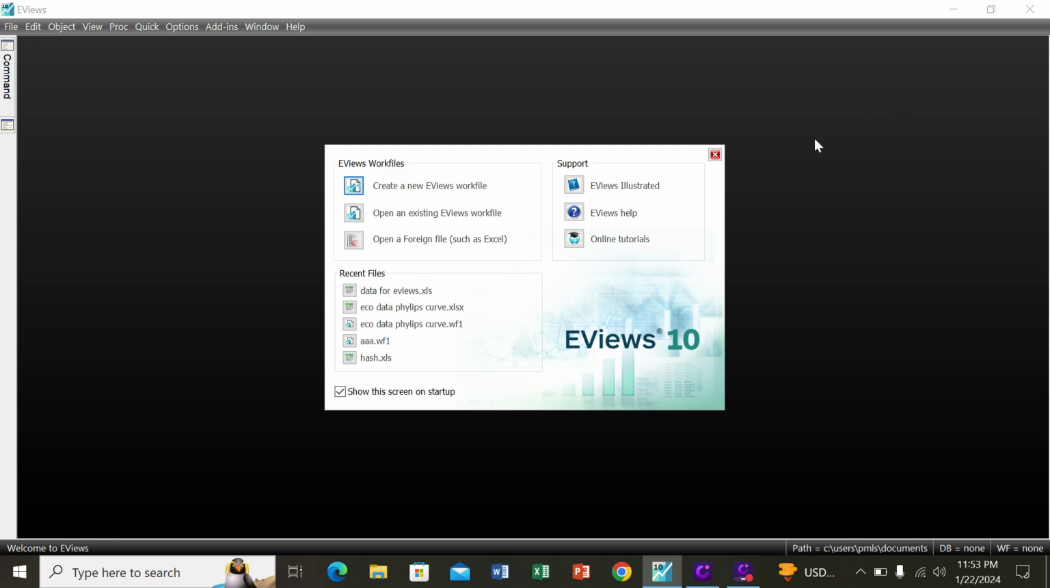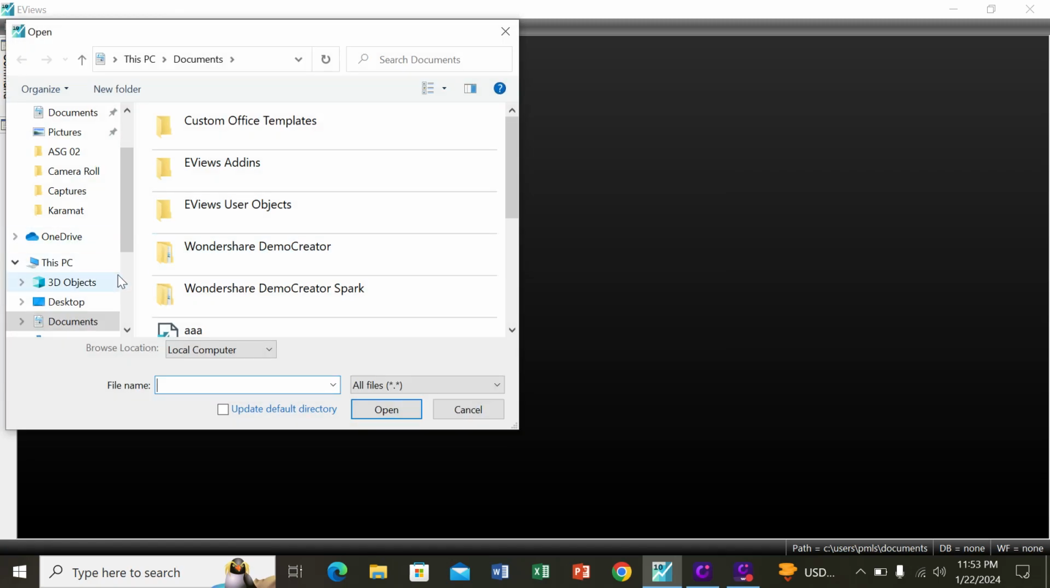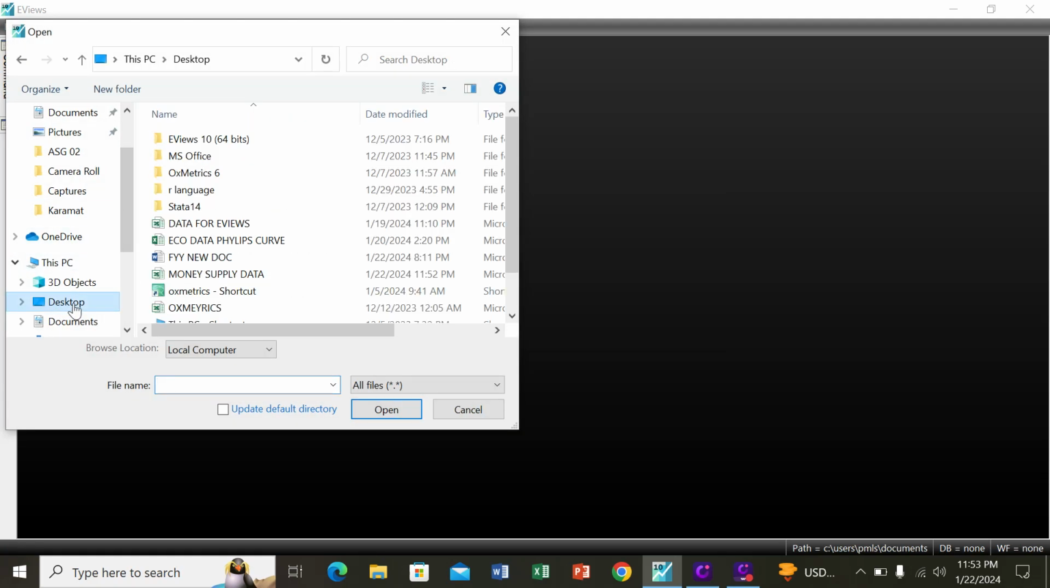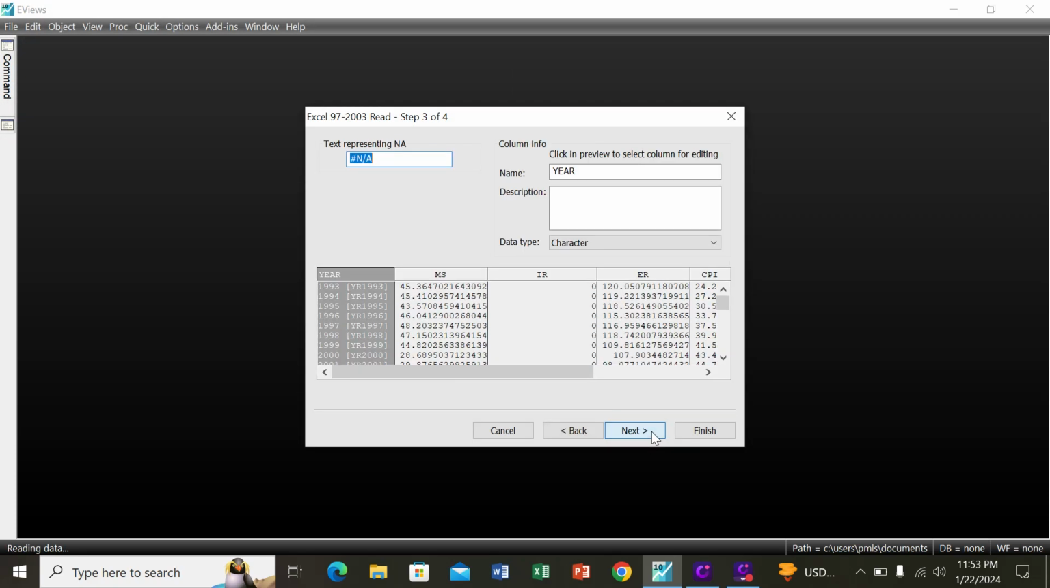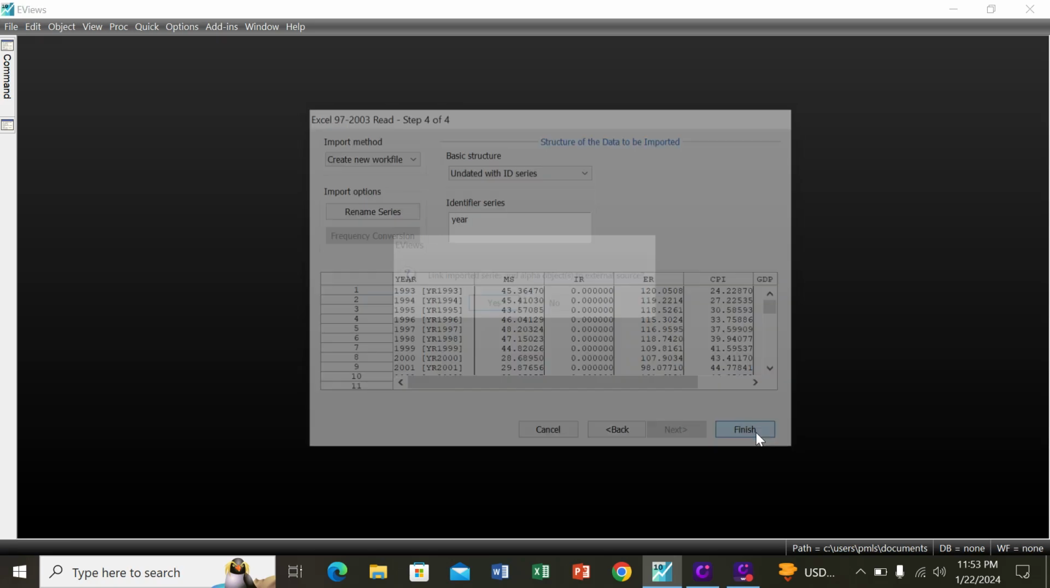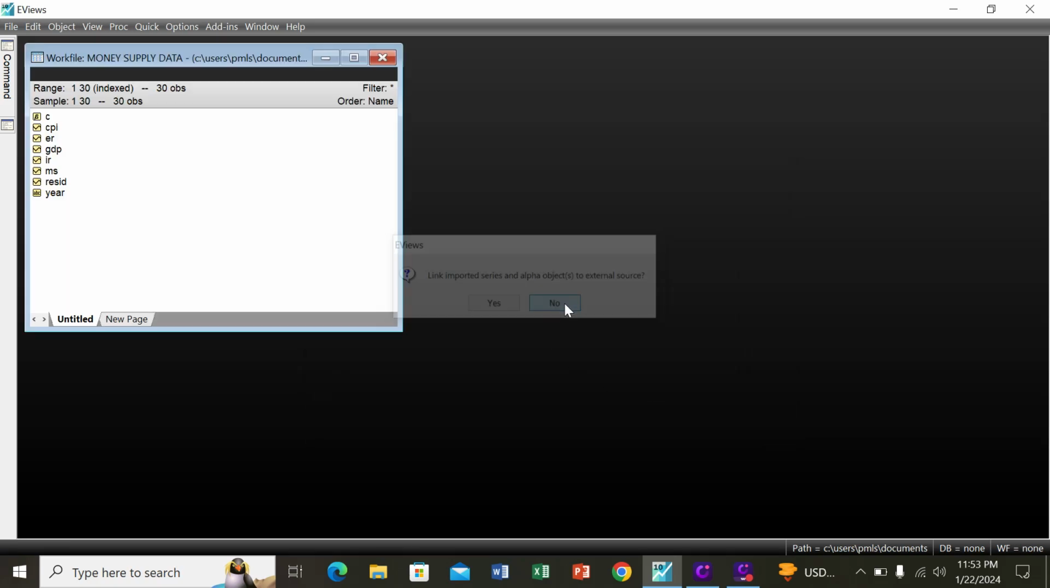So let's first import the data in EViews. I have data on my desktop, basically the money supply data. This is the data. So I want to run a regression, and what are the variables in it? Let's check it.